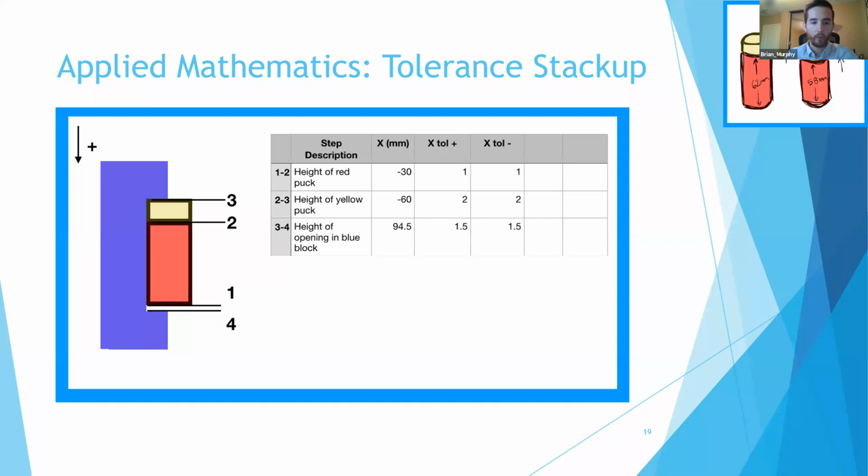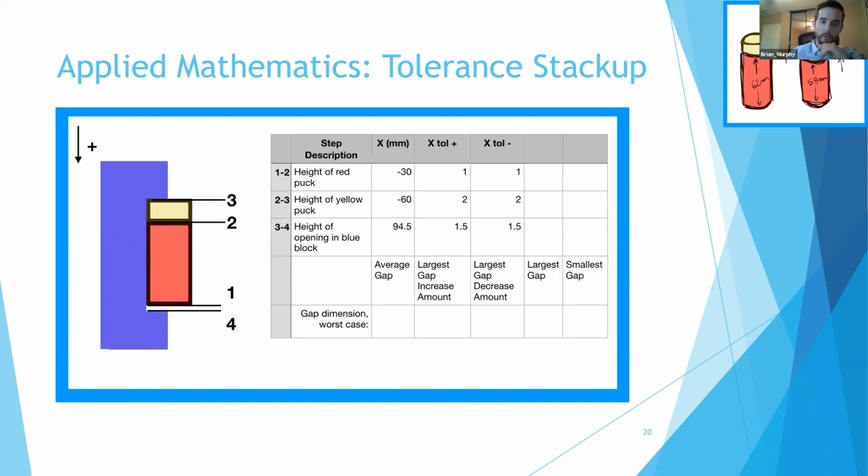So taking a look at what those tolerances are, you have the height of the red puck, and those are inverted, fantastic. The height of the yellow puck is 30 plus or minus 1. The height of the red puck is 60 plus or minus 2. The height of the opening is 94.5 plus or minus 1.5. So I got the height wrong on that one. It's 94.5, not 90. So it moves from 96 down to 93. So hopefully that makes sense.